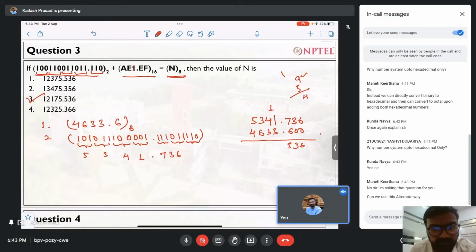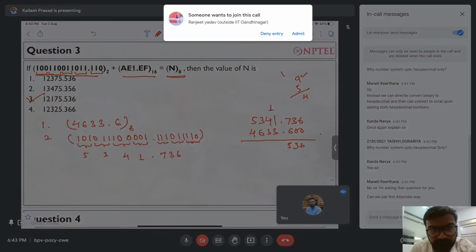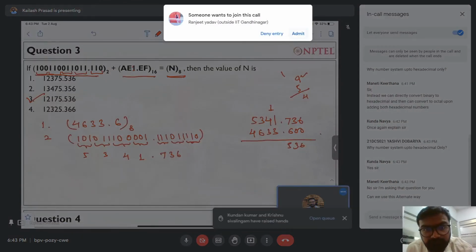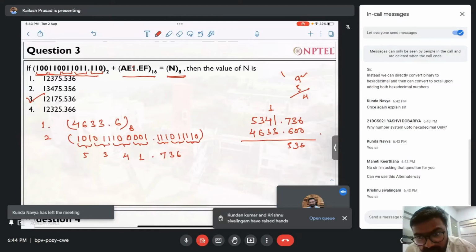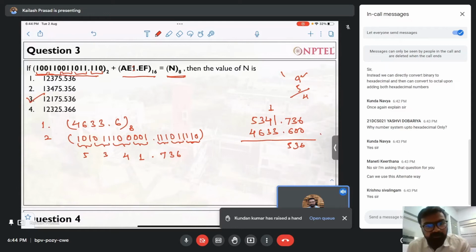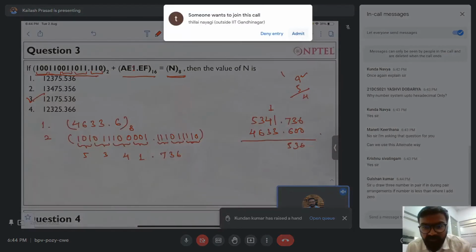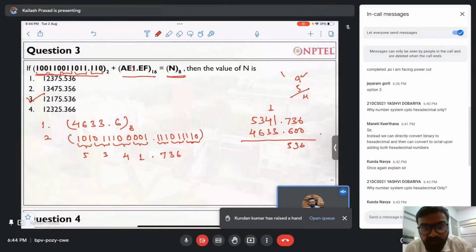Is there any confusion in this part? Sir, how will it be 5? Sir, if we do addition in the octal system, the carry will be 8, no? We will assume the 8 digit. Yes. Okay. The carry will always be based on whatever the maximum is, or whatever number system you are representing the number in, right?